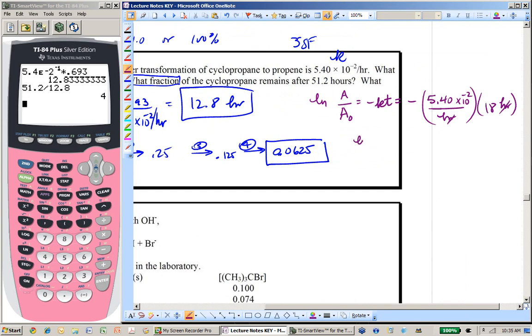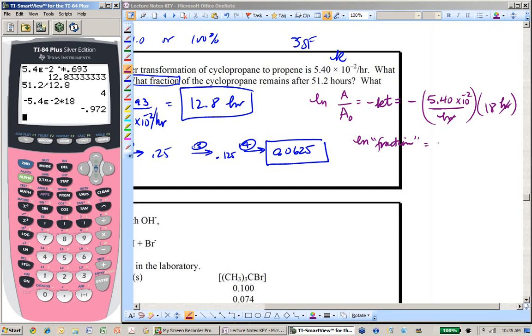And I'm going to come out with ln of the fraction that I seek is equal to negative 5.4 second EE minus 2 divided by, times 18 hours. And we come out with a negative, which is very important, 0.972. Therefore, the fraction is equal to the inverse natural log of that.